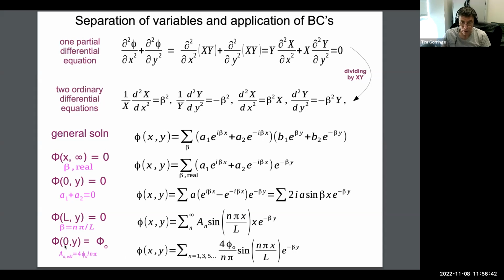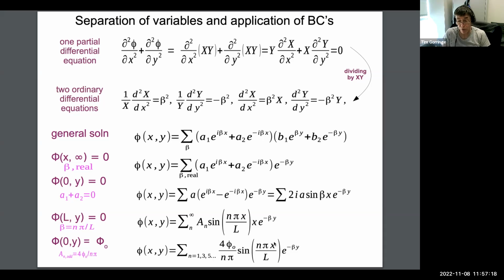And then finally, to ensure that the potential is 0 on the ground floor of the box, these coefficients have to be certain values, so that when you add up all these sine waves, you get 0 when you're on the ground floor of the box. Those coefficients have to be these values. They're only non-zero for odd n, there's 0 for even n, and they have to take on these values. And so this is the final solution to the problem.